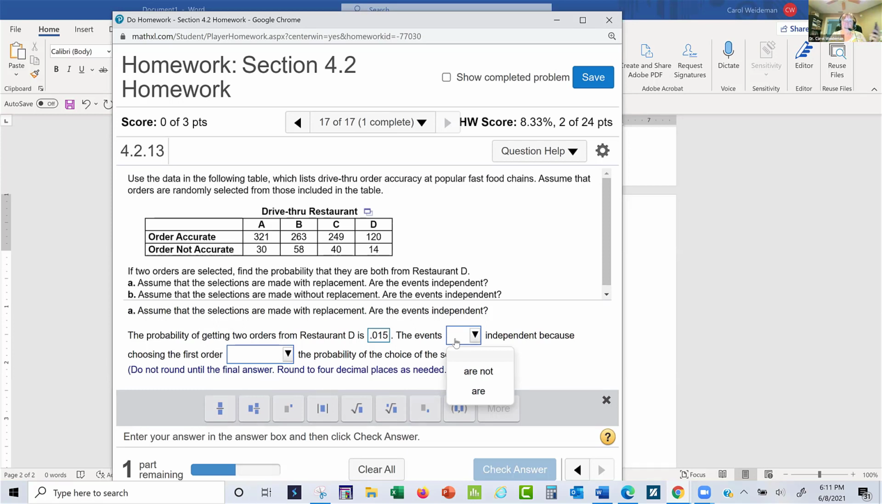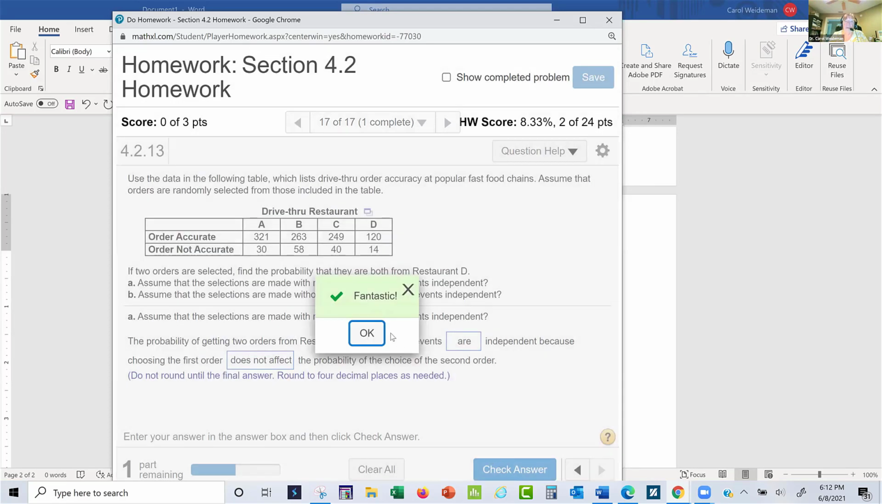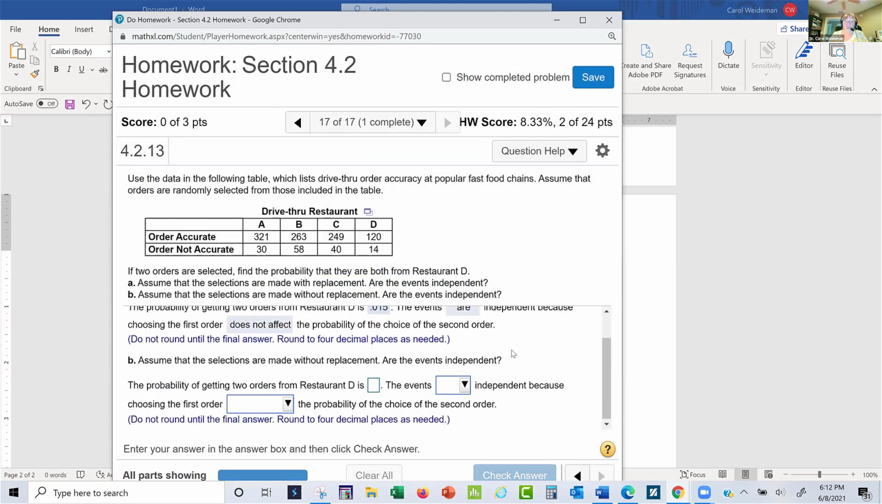The probability didn't change, so the events are independent, because choosing the first order doesn't affect the probability of the choice of the second order. You saw on my piece of paper, the two probabilities were exactly the same. Let's check and see if we got it right. We did.